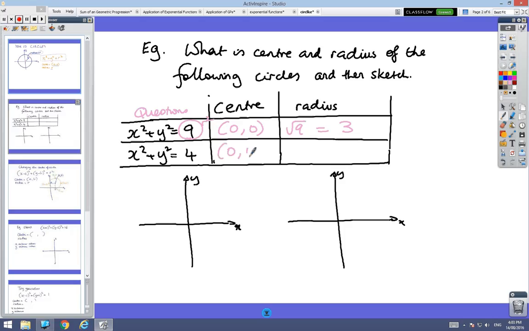Okay, so for the next one we've got 0, 0, and the square root of 4 equals 2. If you're going to sketch it, just draw a circle with the center at 0, 0, and the radius is 3, so it's 3 and minus 3 in each direction. So there's your sketch. In the next one, just draw a circle again. The center is at 0, 0, the radius is 2, so it's 2 and minus 2 in each direction. Hopefully your sketching is a bit better than that. First one was okay, second one's a bit dodgy. Come across when you're ready.